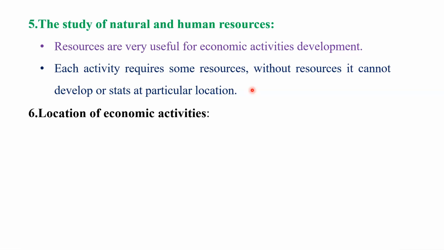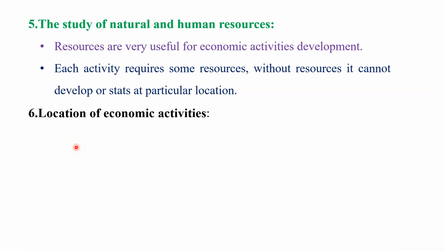Or suppose a region has very good fertile soil, then definitely agricultural activity will flourish. So it means it depends on what type of resources are available in that particular region, which gives support to a particular economic activity. So on the basis of the availability of natural resources and human resources, we observe the development of various economic activity in that particular area.